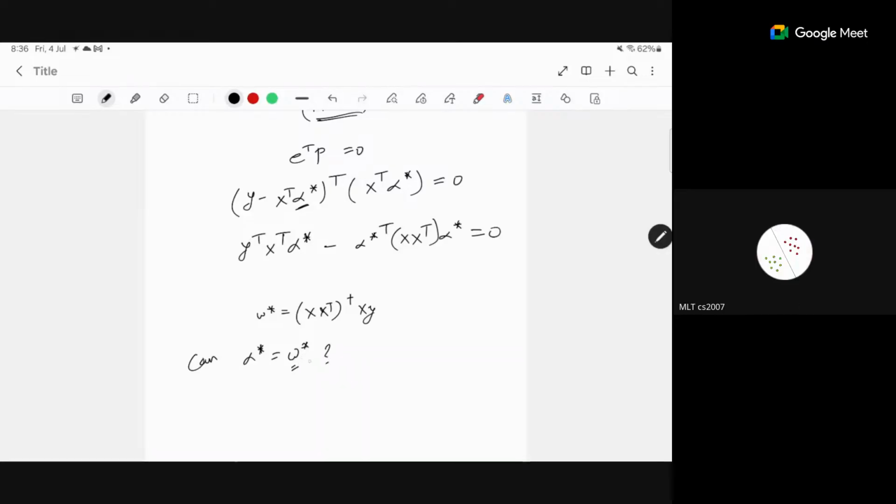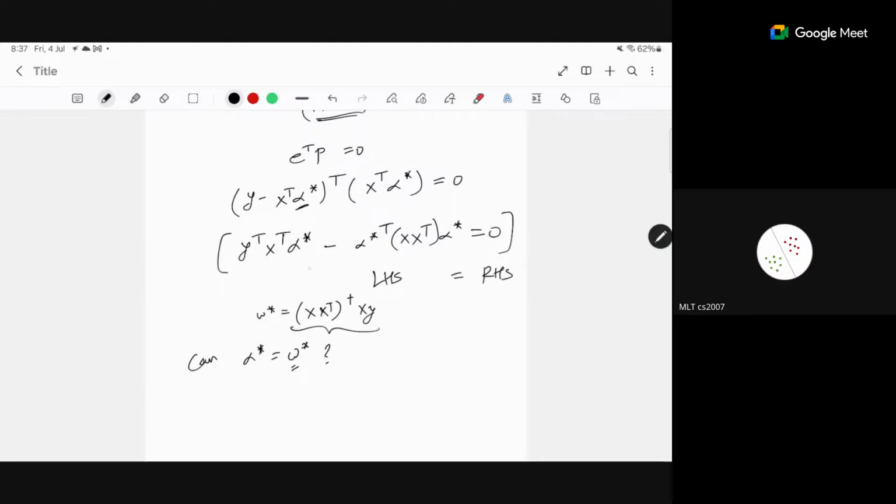Substitute this value into the above equation, and if I get the left hand side equal to the right hand side, then that is true. This is the equation I got. Now let's say I'm saying that alpha star is equal to W star. This is the hypothesis, but how do I check whether I'm correct? I know W star is equal to X X transpose pseudo inverse XY.